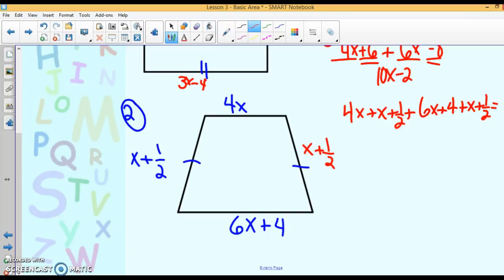Now, find the perimeter. I add all the right terms. Combine my terms. That's 5x, 11x, 12x. 1/2 plus 1/2 plus 4 is 5. So 12x plus 5.